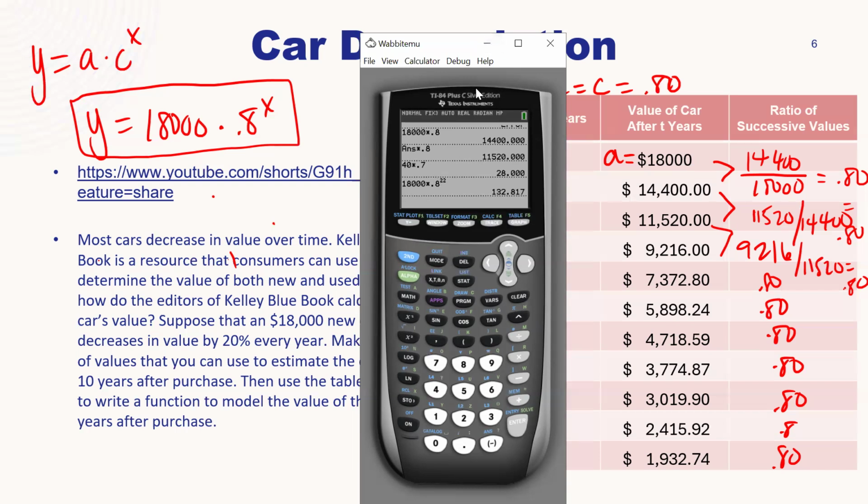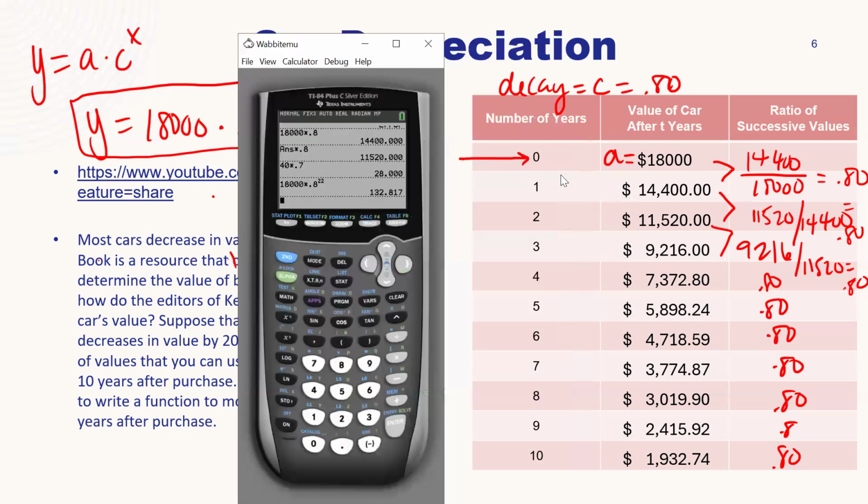So your X doesn't change. It's still your number of years. Our output was the value of our car, right? So that makes it our Y.